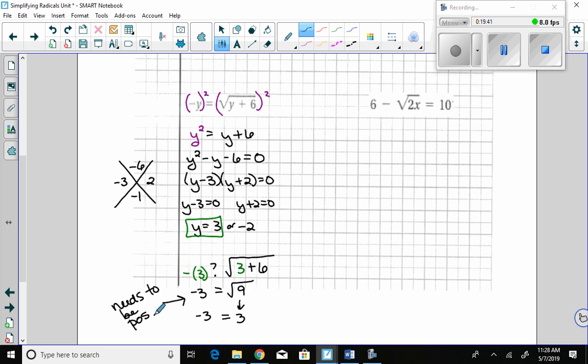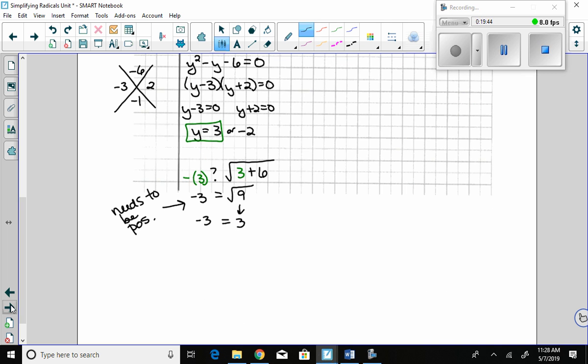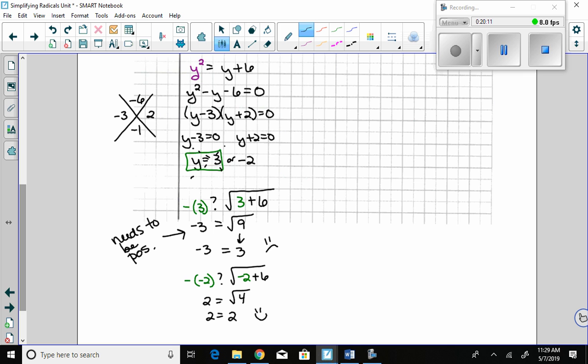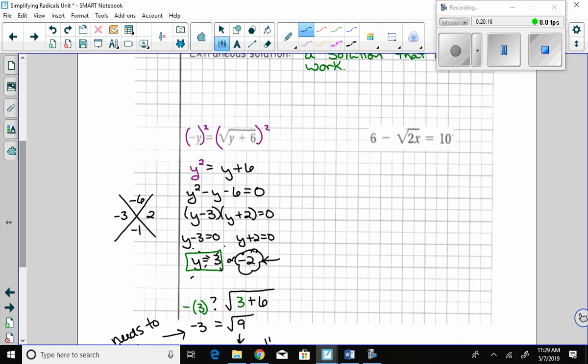So we can do the exact same thing if we plug in the negative 2. Negative negative 2. Does that equal the square root of negative 2 plus 6? Well, negative negative 2 is positive 2, and sure enough, that does equal the square root of 4, because 2 equals 2. So this one works, this one does not. This is not a solution, it's extraneous. The negative 2 does work. So you do have to go back and check to see if your answers work.